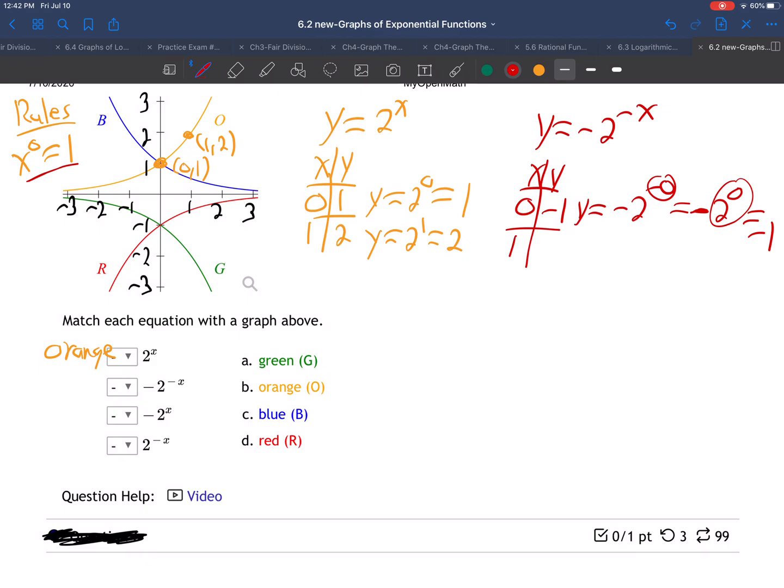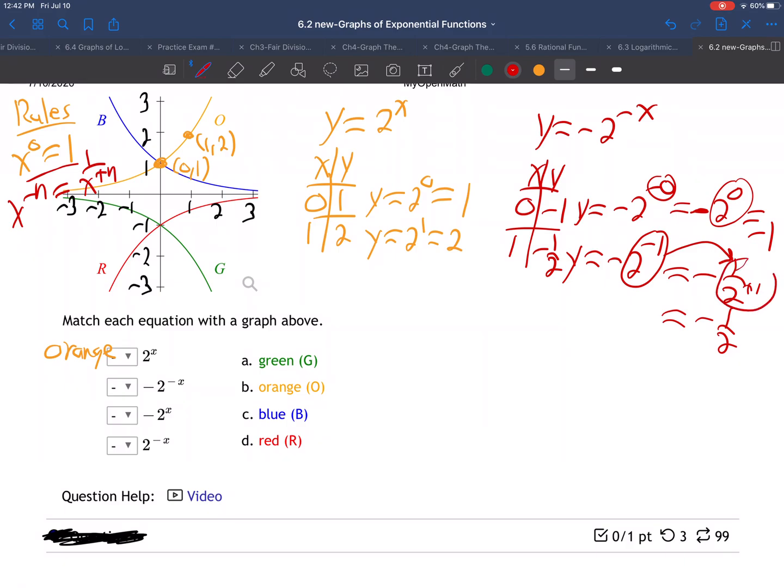All right, now let's plug in 1. Minus 2 to the minus 1. Okay, now here's the other rule. Do you know what negative powers do? What is x to a negative power? It flips it, and then the power becomes positive. A negative power flips things. So that negative will stay in the front, and then it flips it to be a half, to the positive 1. 2 to the 1 is just 2, so it's negative a half. Did you track that? So negative powers flip things.